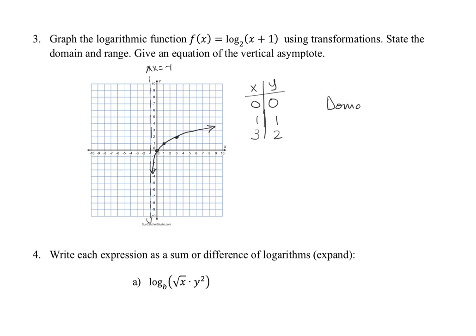The domain, as you can see, the possible x values begin at -1, not including -1, but starting at -1 and to the right. So -1 to infinity, not including -1. The range is all real numbers.